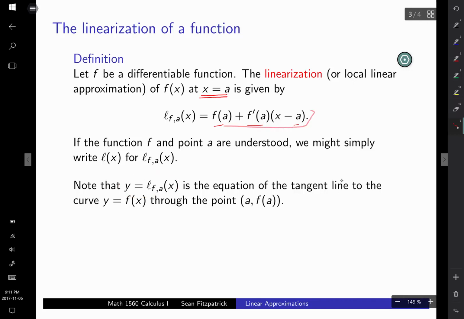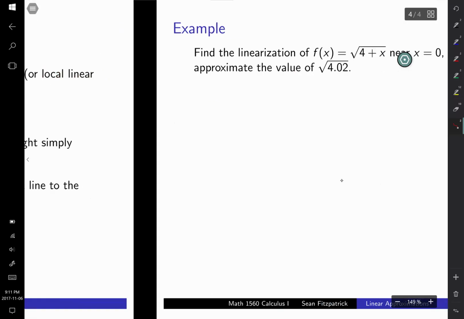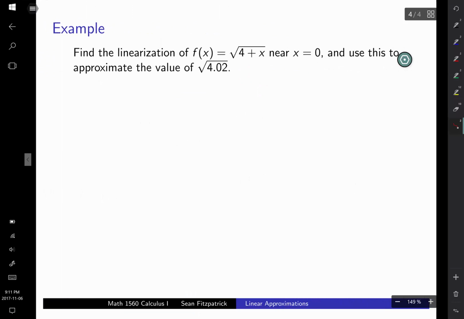So as we mentioned, if you set y equal to f of a plus f prime of a times x minus a, what you get is the equation of the tangent line through a particular point. Okay, so let's see how this works. Let's look at an example, and then we're going to put this thing to use.